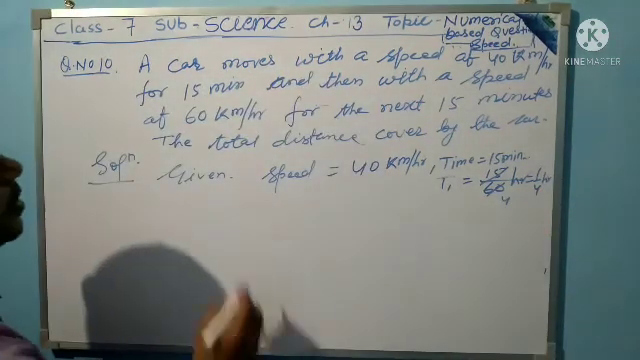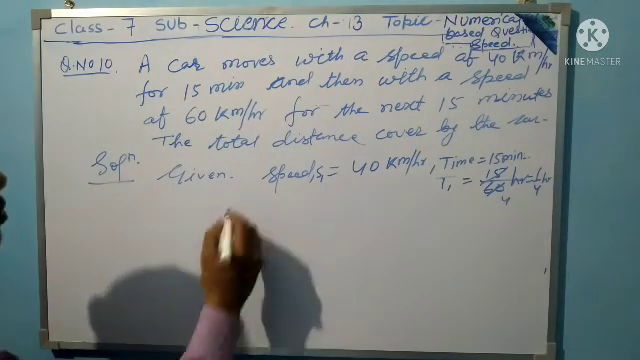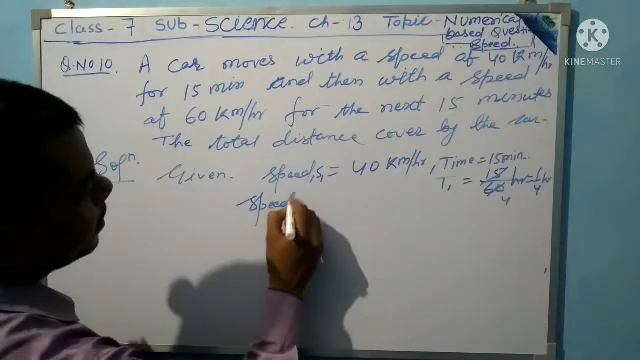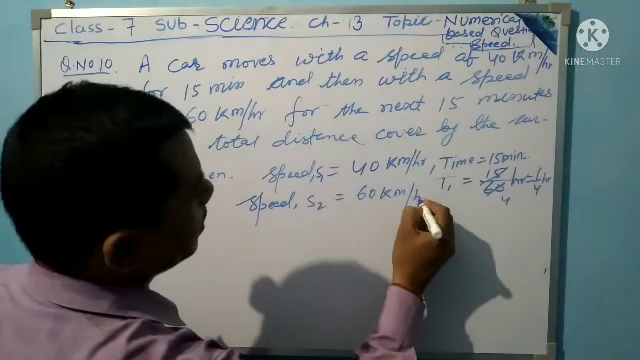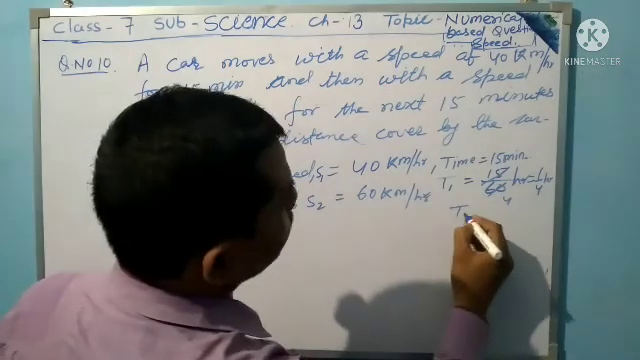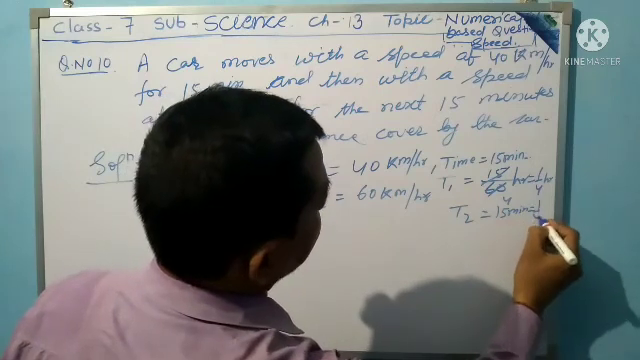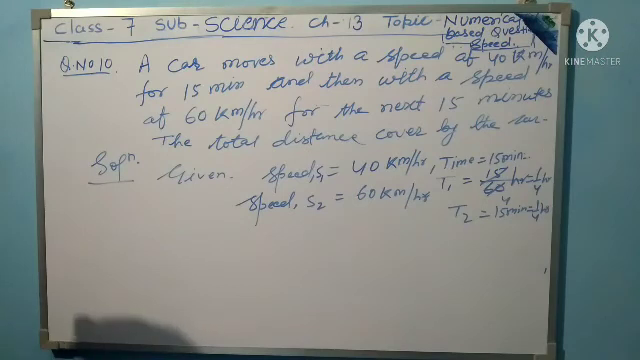So time T1 is 1 by 4 hour and speed S1 is 40 kilometer per hour. Now again the speed S2 is 60 kilometer per hour and time T2 is also 15 minutes, that is 1 by 4 hour. So what is the total distance covered by the car?